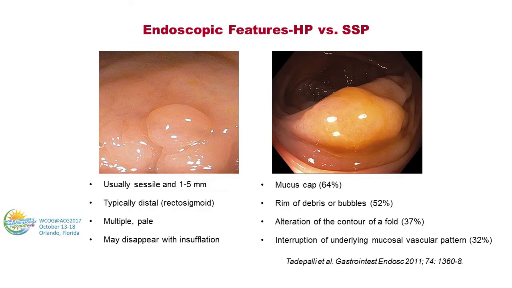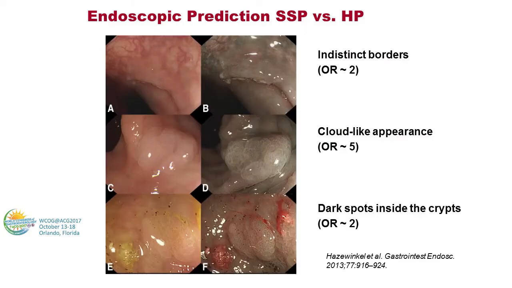But they can also be characterized by other telltale signs, which I have to emphasize are fairly subtle. So a high index of suspicion is required to locate these, such as a rim of debris or bubbles highlighting the polyp, alteration of the contour of a fold, or interruption of the underlying mucosal vascular pattern. And there's more and more research that you can actually distinguish these two types of polyps by focusing on their morphologic characteristics. So the presence of indistinct borders, a cloud-like appearance within the polyp, and dark spots inside the crypts are associated with an SSP histology as opposed to the benign hyperplastic polyps.